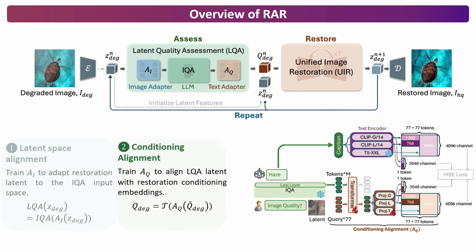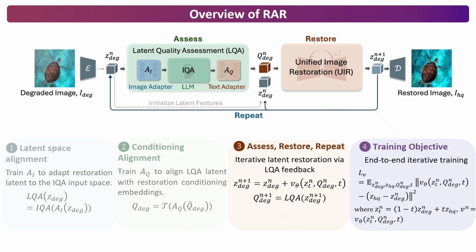Specifically, we project the IQA output into the UIR conditioning space through an adapter AQ. As depicted in the bottom right of this slide, this adapter is trained to match the embeddings produced by the restoration model's text conditioning branch. So the alignment is optimized here again in two stages. First, fine-tuning AQ using a simple MSE loss again, and then jointly training it with the UIR model. These two alignment modules enable our RAR process to be more efficient and end-to-end trainable.